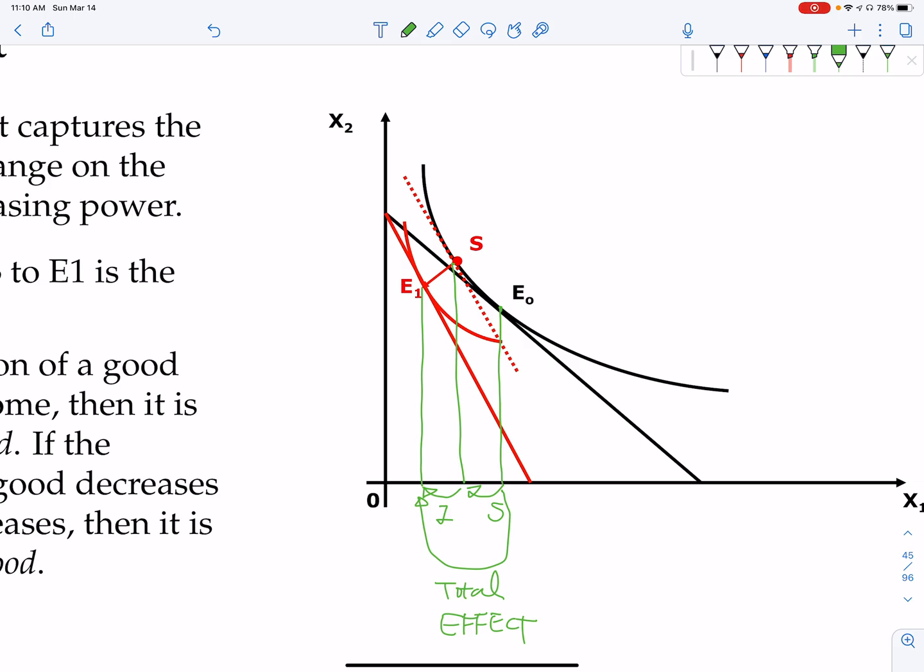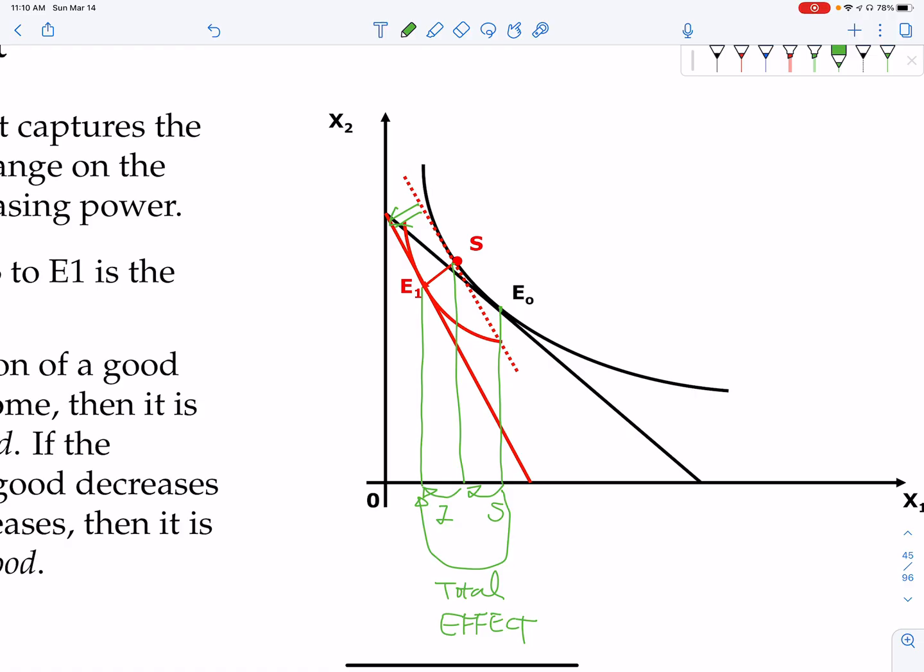So from this hypothetical budget line to a new budget line, the income has gone down, right? So when income goes down, if the consumption goes down, we call it normal good. It's the opposite of what we did. When income goes up, consumption goes up. That is a normal good. So by the same logic, when income goes down and consumption goes down, that's a normal good. So here, X1 is a normal good.